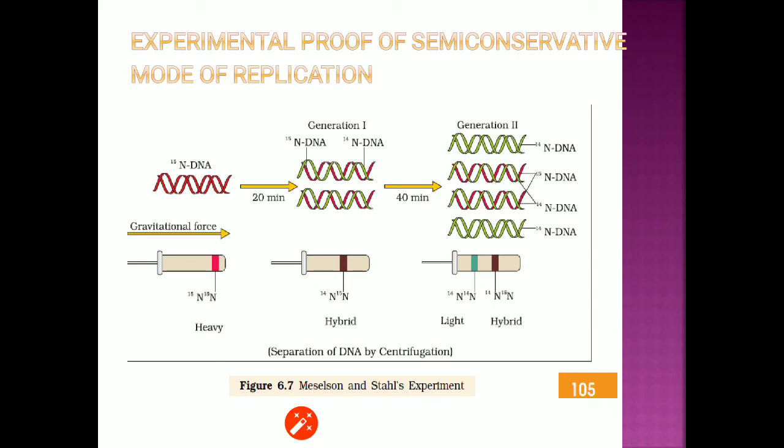That means after 40 minutes there will be no heavier DNA. There will be hybrid DNA as well as lighter DNA. And when we isolate it, we get a band of the lighter one towards the upper side. It means in each step there is a reduction in the molecular weight, which proved that DNA replicates by the semi-conservative method.